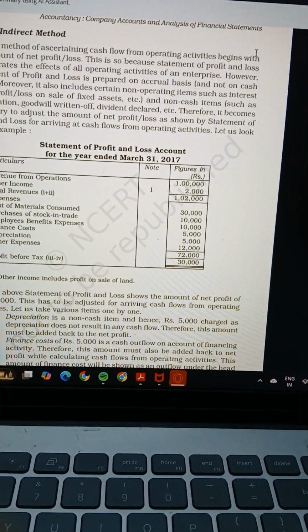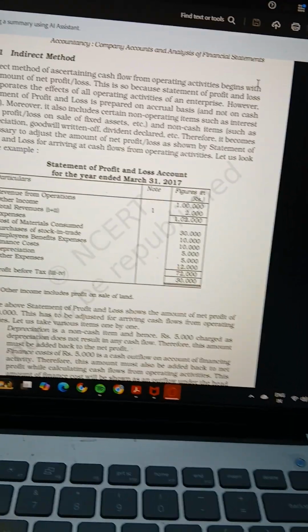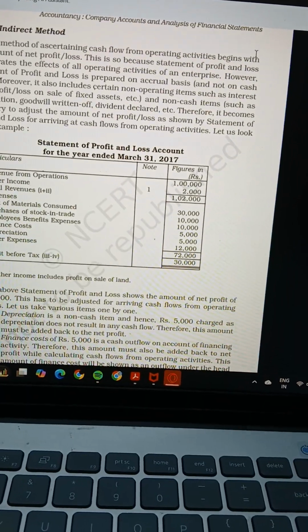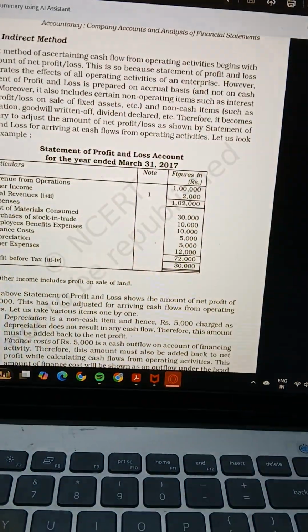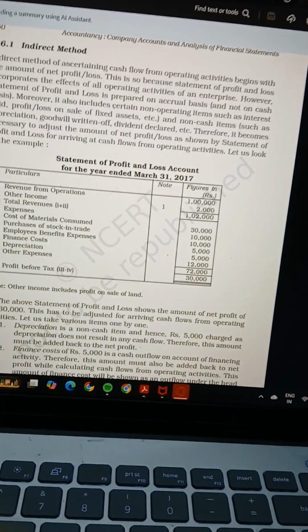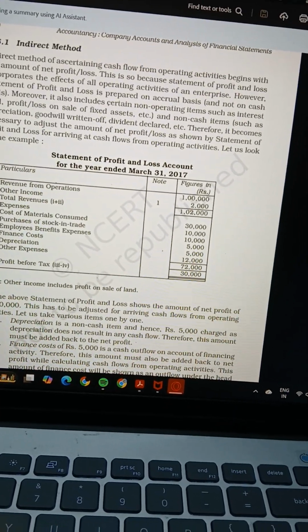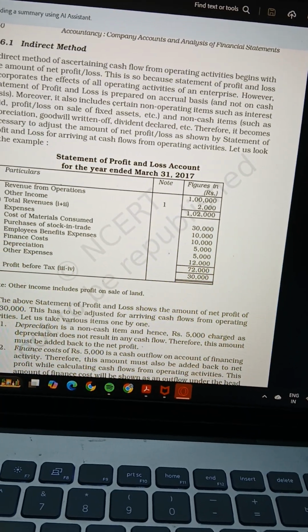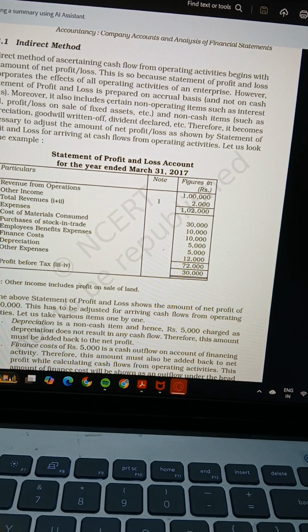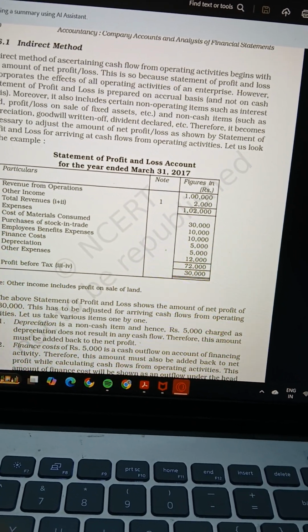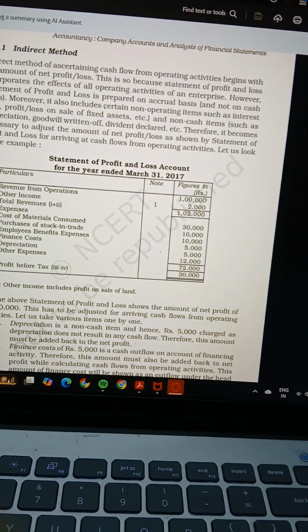Moreover, it includes certain operating items such as interest paid, profit or loss on sale of fixed assets, etc., and non-cash items such as depreciation, goodwill written off, dividend declared, etc. Therefore, it becomes necessary to adjust the amount of net profit or loss as shown by the statement of profit and loss for arriving at the cash flows from operating activities.